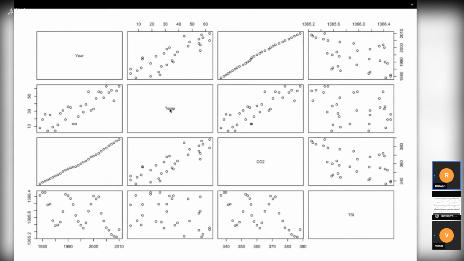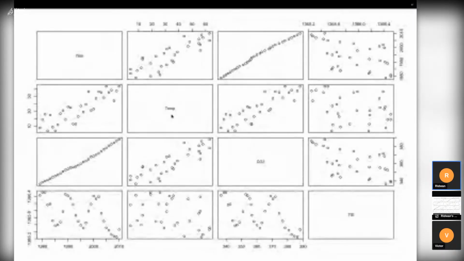But if you look at temperature, this column is year. This column is temperature. This column is CO2. This column is TSI. This row is year. This row is temperature. This row is CO2. This row is TSI. I've seen how you are reading. When you say temperature against CO2, since temperature is in this column, CO2 is in this row. So temperature against CO2, that's what it means.